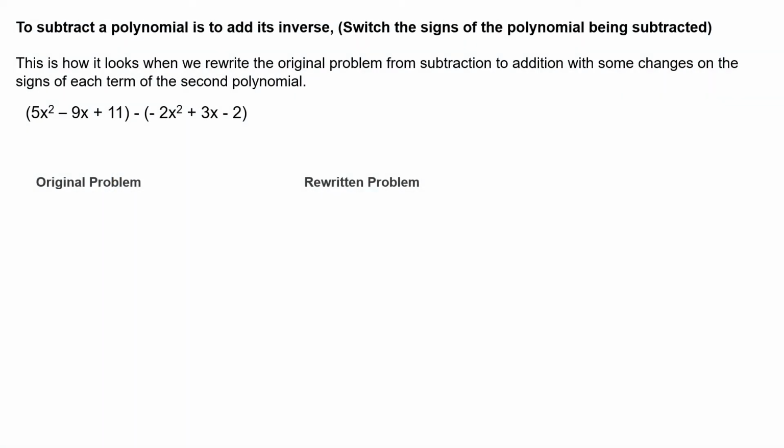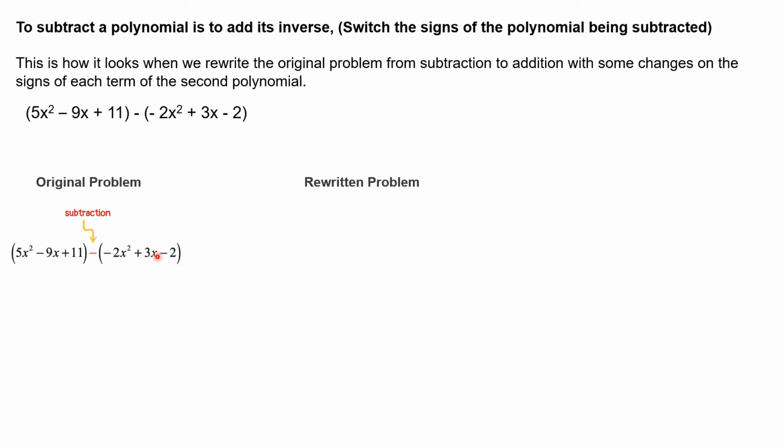To subtract polynomial is to add its inverse. So you have to switch the signs of the polynomial being subtracted, or the subtrahend. Let us see in this example. The original problem is like this: 5x squared minus 9x plus 11 minus negative 2x squared plus 3x minus 2.